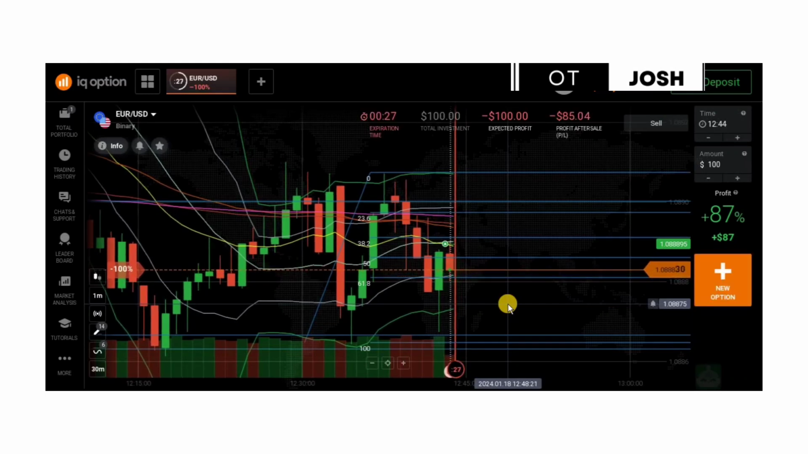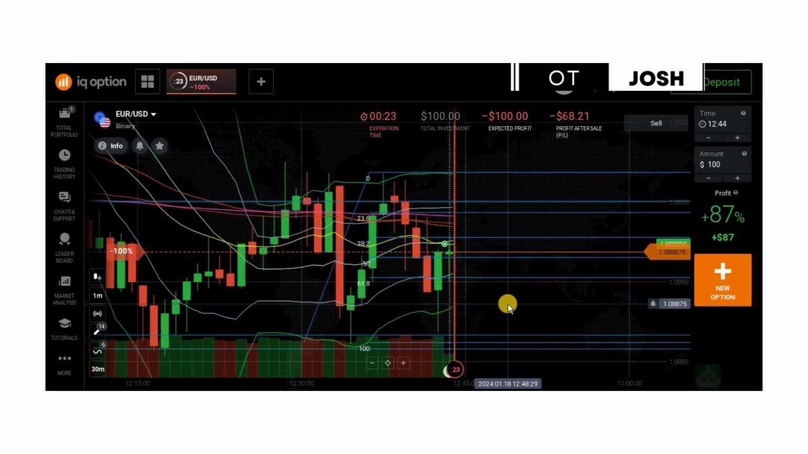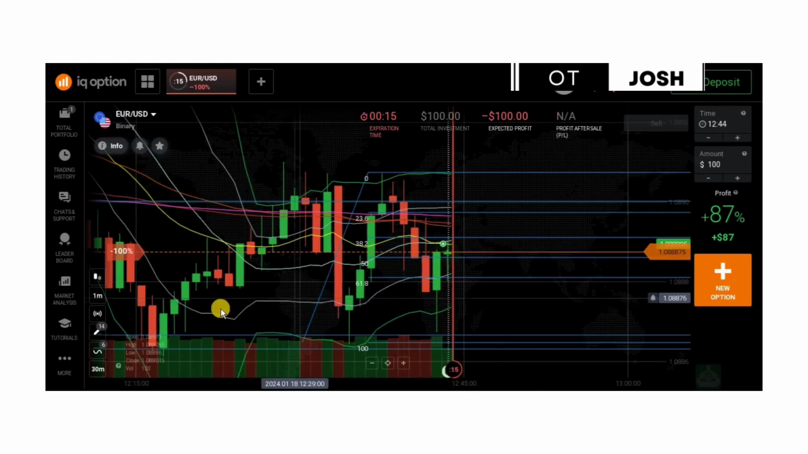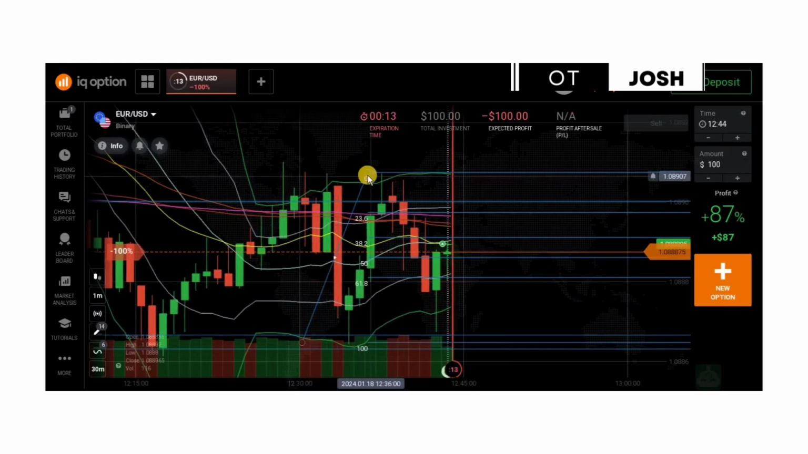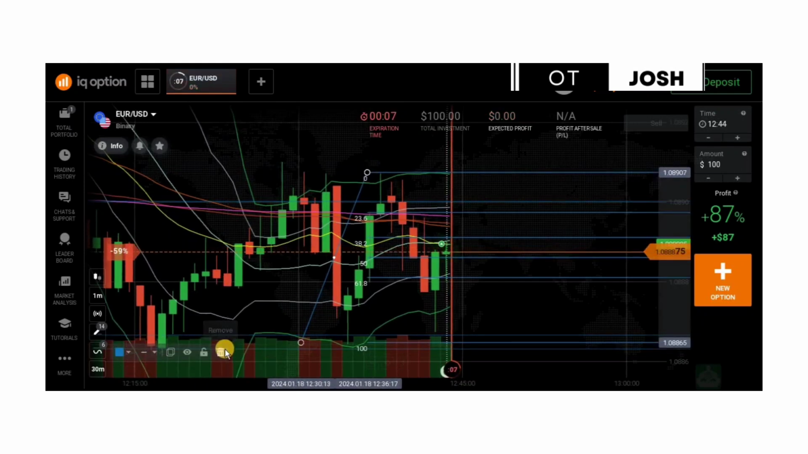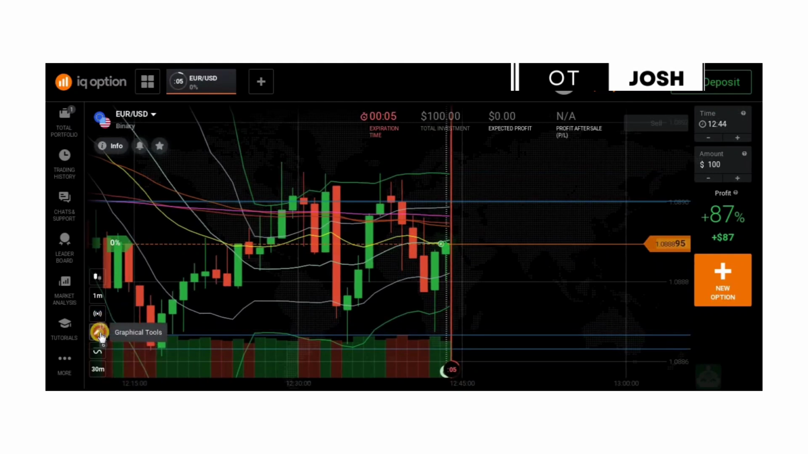Okay, let's wait and see. Still have a few seconds left. This is how you trade with the Fibonacci level. So after now, I'm going to remove this Fibonacci level and plot it again, because for sure I know this candle is going to close above my entry point.